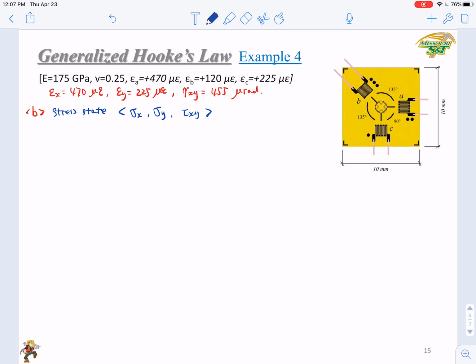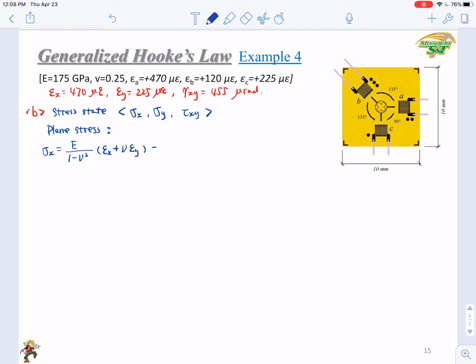Let's write it here. Plane stress. Just recall the equations for plane stress. Then we use these equations to calculate stresses from strains. The first one would be sigma x equals E over 1 minus nu square, epsilon x plus nu epsilon y.